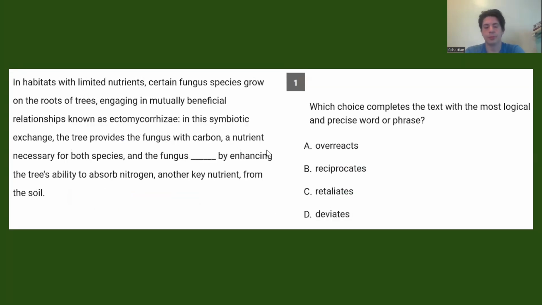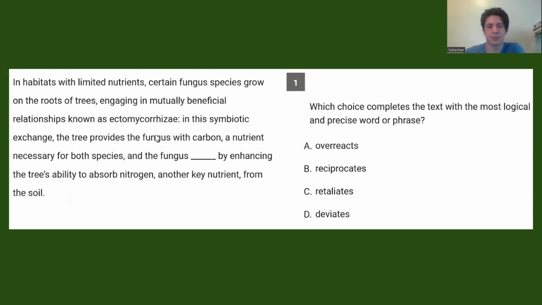And they're supposed to be harder, but I think we can handle them. In habitats with limited nutrients, certain fungus species grow on the roots of trees, engaging in mutually beneficial relationships known as ectomycorrhizae. In the symbiotic exchange, the tree provides the fungus with carbon, a nutrient necessary for both species, and the fungus blank by enhancing the tree's ability to absorb nitrogen, another key nutrient from the soil.